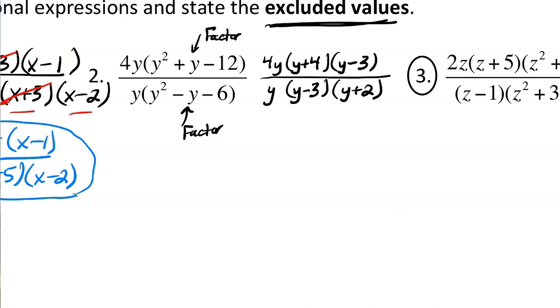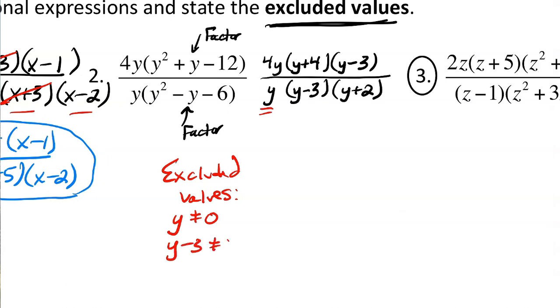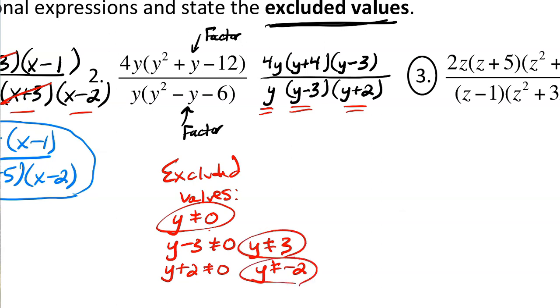So our excluded values is that y cannot be 0. That's from this factor. y minus 3 cannot be 0. That's from that one. And y plus 2 cannot be 0. That's that one. So we'd have y can't be 3, y can't be negative 2, and y can't be 0. All those would be excluded values.